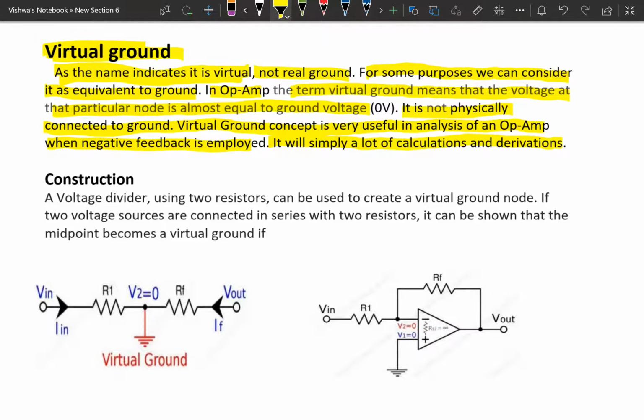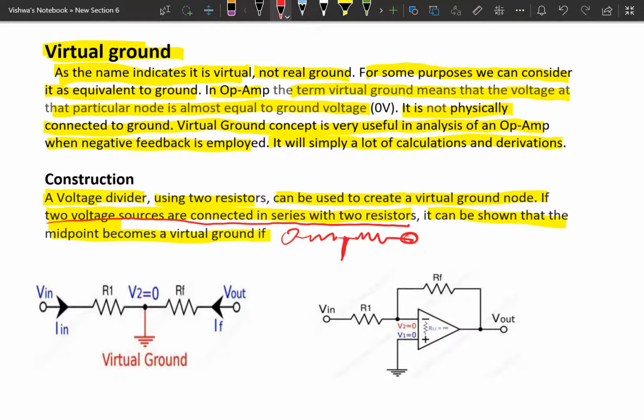One way is a voltage divider using two resistors. If two voltage sources are connected in series with two resistors, it can be shown that the midpoint becomes a virtual ground. See here, two voltage sources are connected in series with two resistors. In these conditions, this point we call a virtual ground.